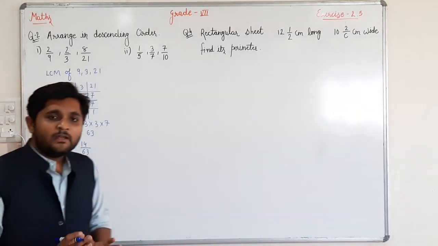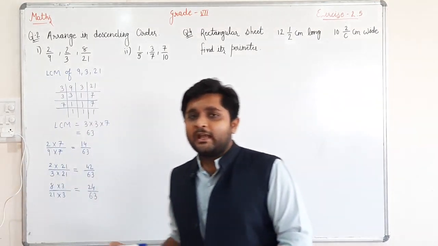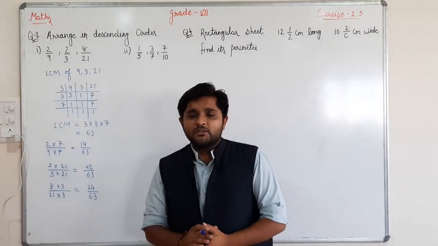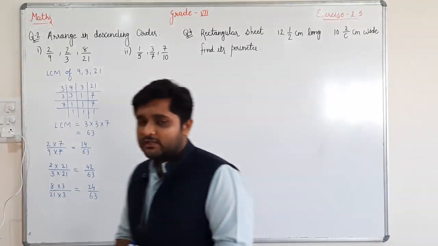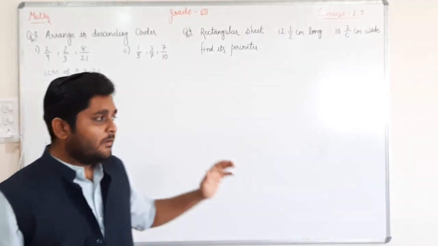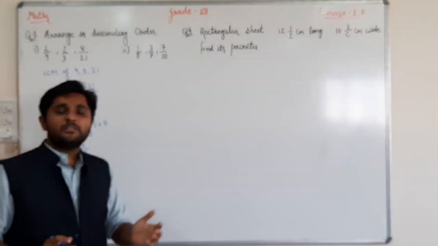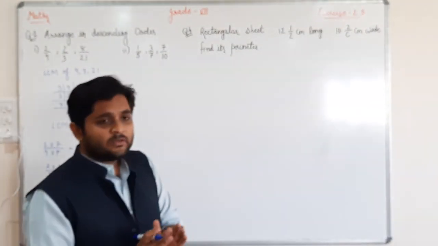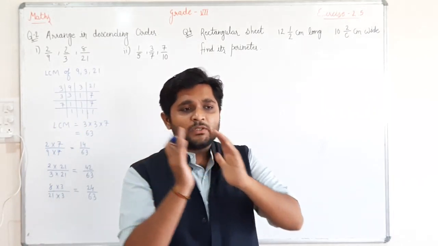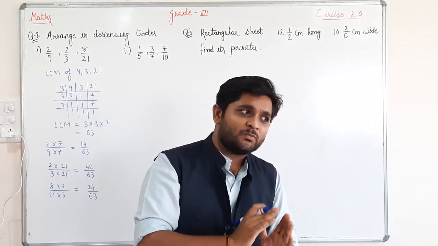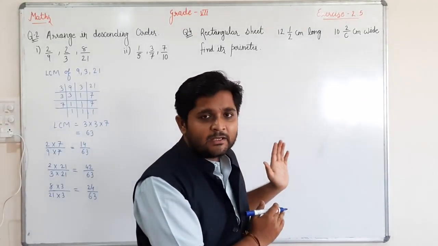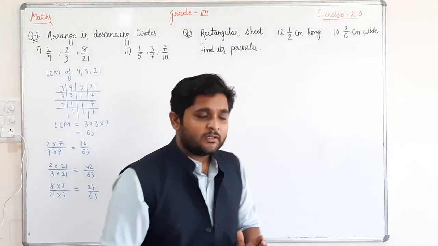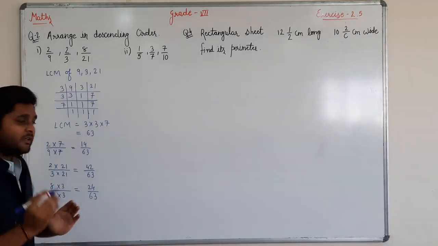Now friends, here we can see that all the fractions have the same denominators. So now we can simply arrange them into descending order. Just forget the denominator and from the numerators we can arrange them into descending order. Friends, what is the meaning of descending? Descending means big to small and ascending means small to big. So here we have to arrange it into descending order, big to small.